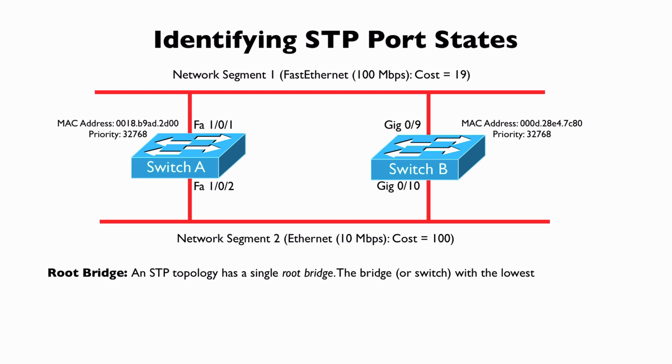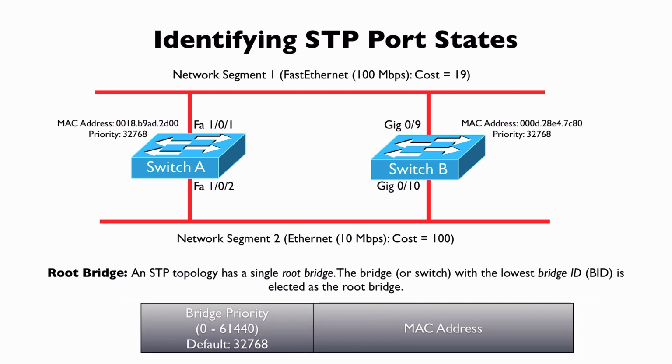And the root bridge is a single bridge or switch in our networks in a spanning tree topology that has the lowest BID. It has the lowest bridge ID. The bridge ID is made up of a bridge priority that we can administratively configure and a MAC address. By default, our Cisco Catalyst switches have a default priority of 32,768. And if we just leave them at their default priorities, then the MAC address becomes the tiebreaker. Whichever switch has the lowest MAC address becomes the root bridge.